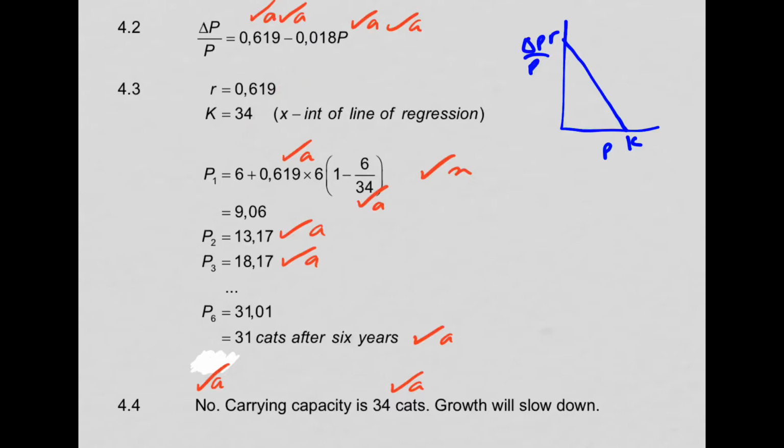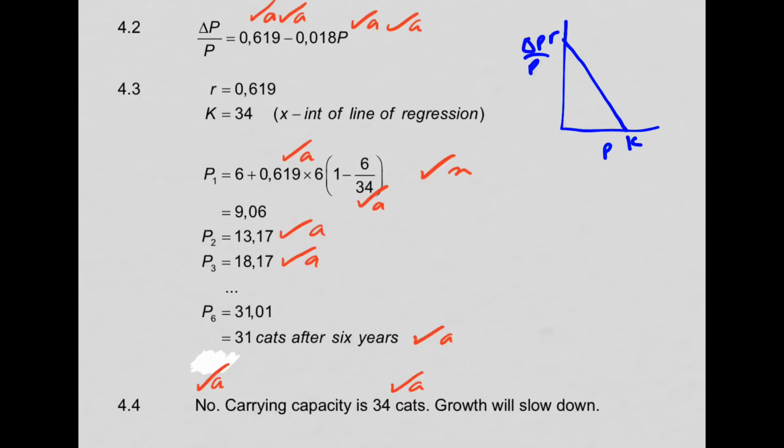But now remember, 34 has to be a natural number. So it's not a decimal. You're never going to put a decimal into this denominator here. Okay, so remember that. 34 is not the exact x-intercept of this function, but it's the rounded off.